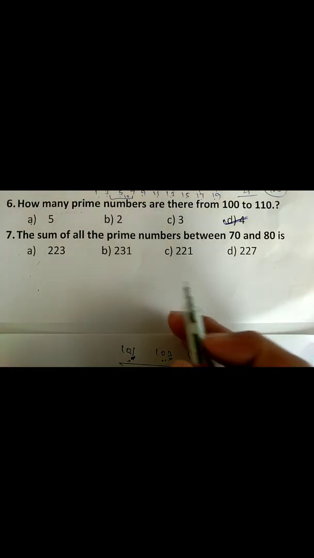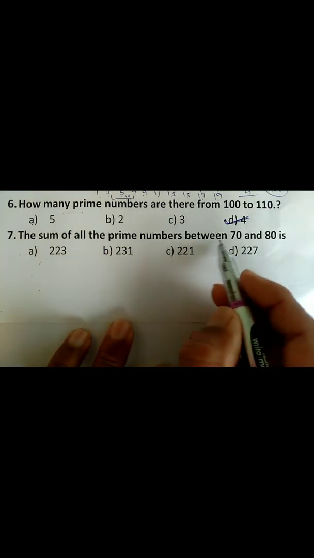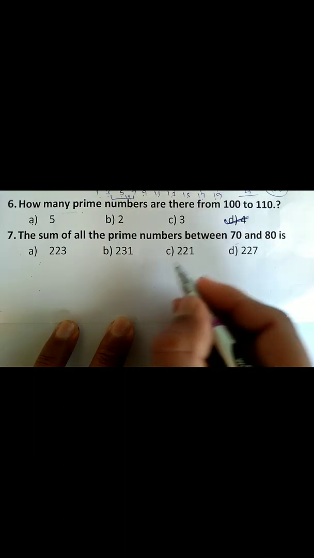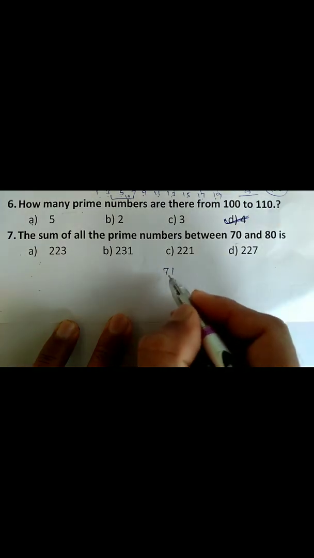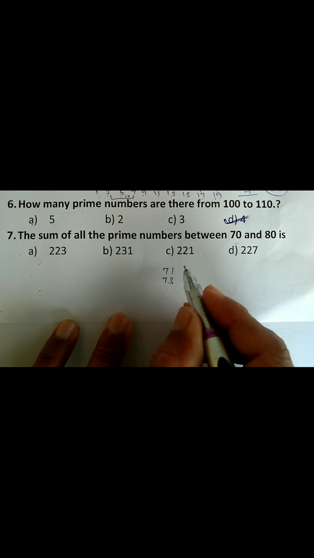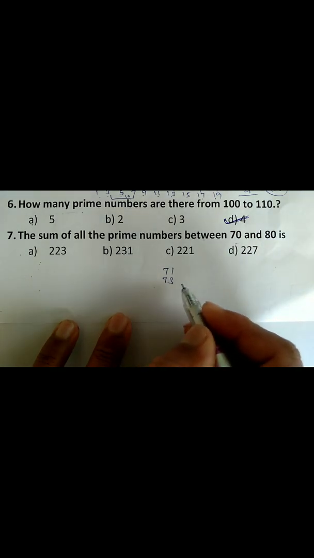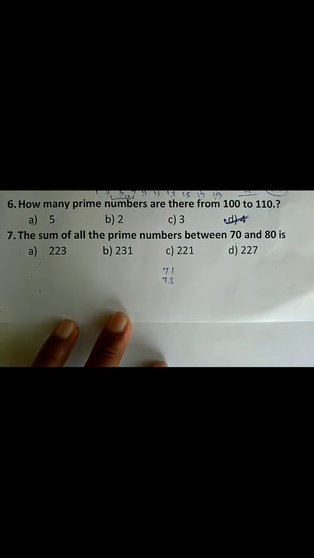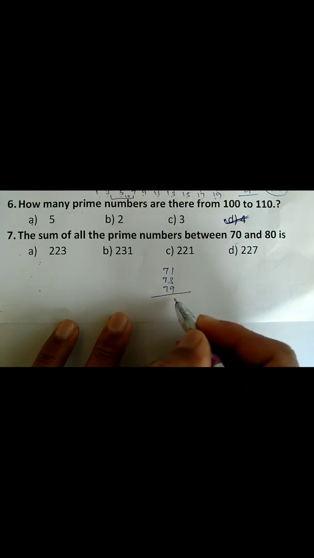The last question we can see here: the sum of all the prime numbers between 70 to 80. What are the prime numbers between 70 to 80? We can take here 71. Then the second one is 73. Okay, 75 is divisible by 5, so then we have to go for 77. 11 7s are 77, so it is not possible, it is not a prime number. So then we have to go for 79. So okay, we have to add all these numbers.